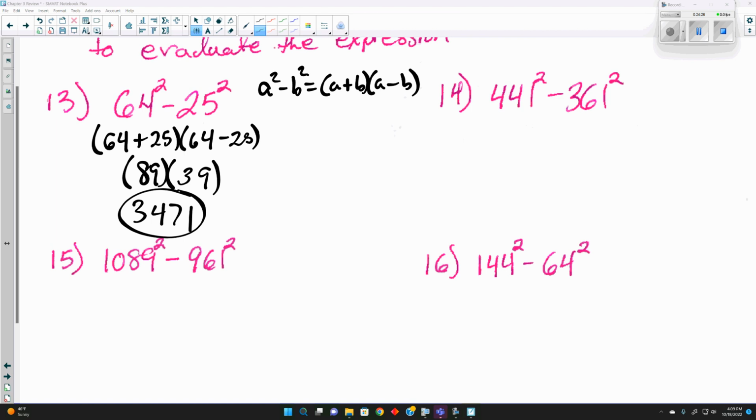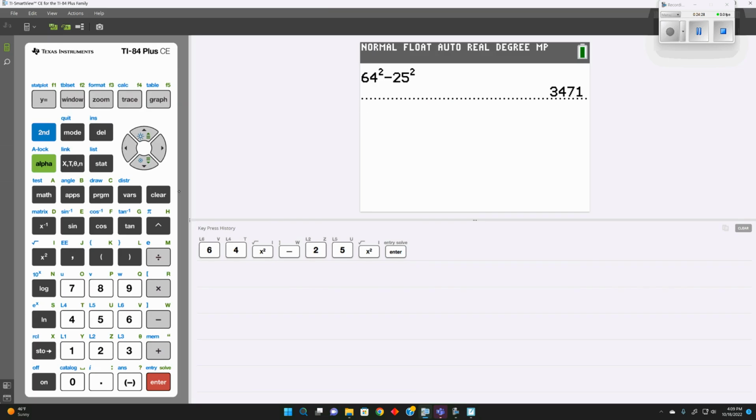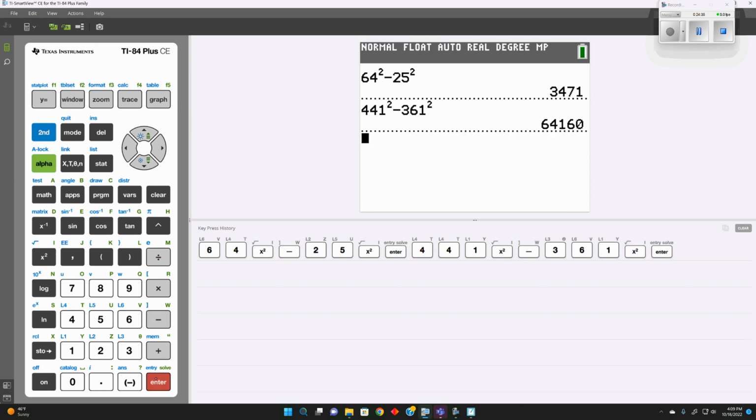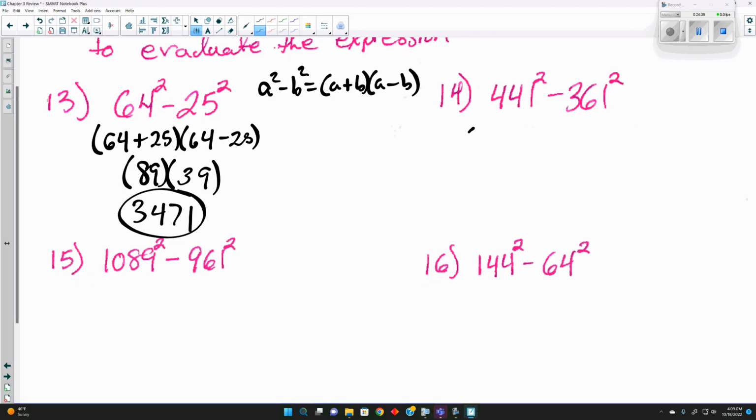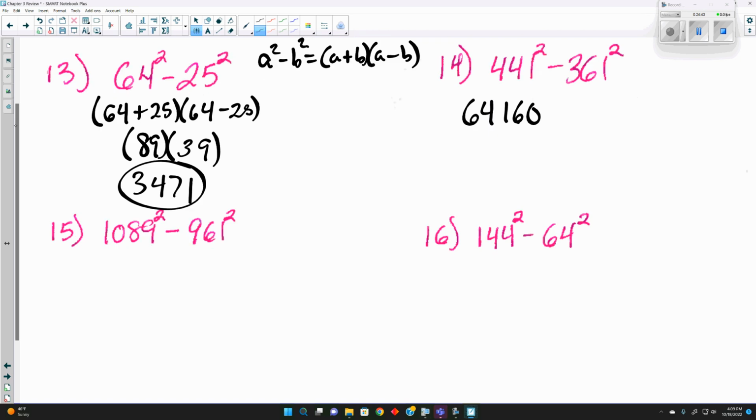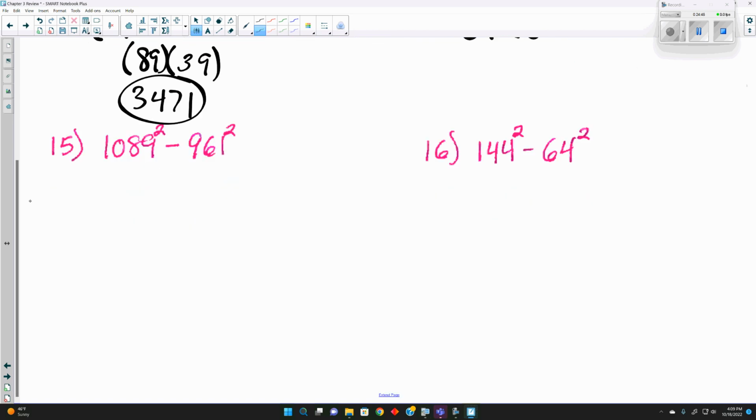And we can grab the calculator and say 441 squared minus 361 squared, and enter and get 64,160. So this here is 64,160, and that's our answer. And most of these here, since we're given 2 answers, we can plug them into the calculator.